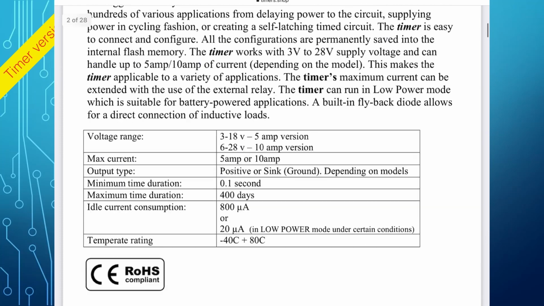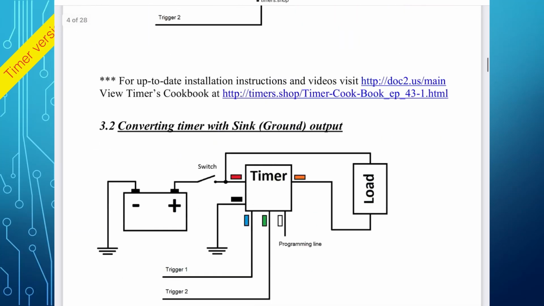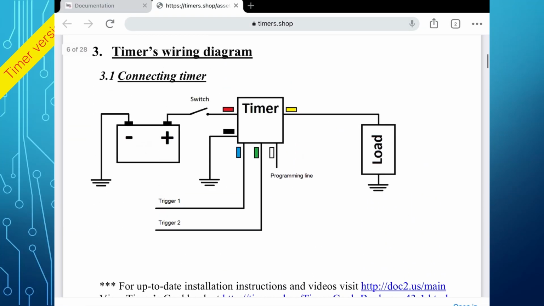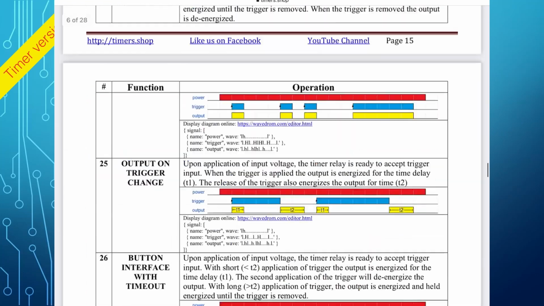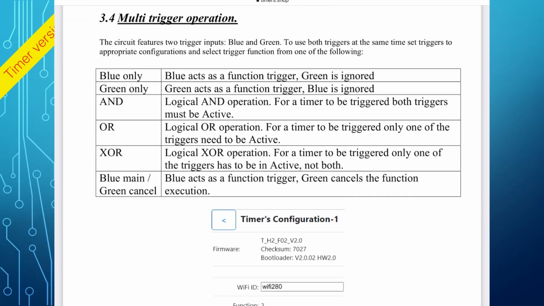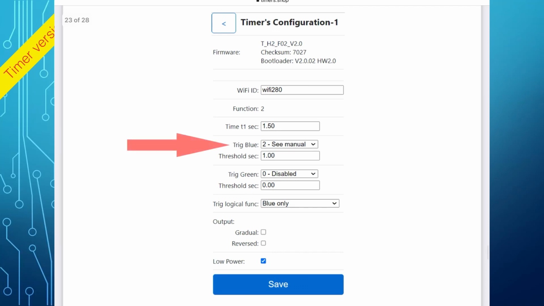The timer is equipped with two input triggers, blue and green, as illustrated in the diagram. To effectively employ both triggers, you need to configure the blue and green triggers according to your desired settings. For instance, assign the trigger to 2 for activation through positive voltage or to 4 to activate when the voltage drops to 0. Next, determine the logical function for the triggers.